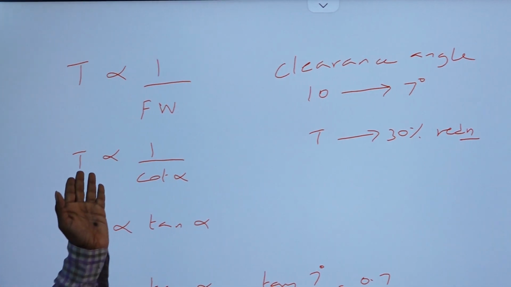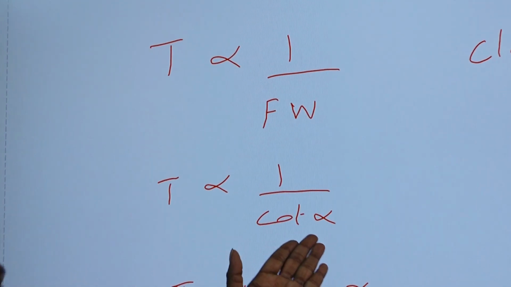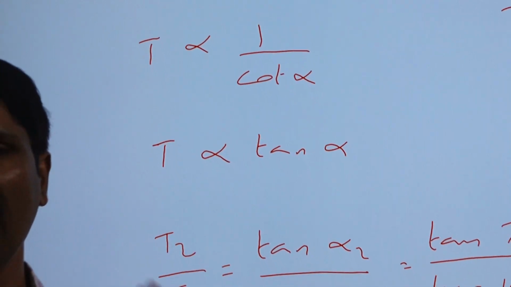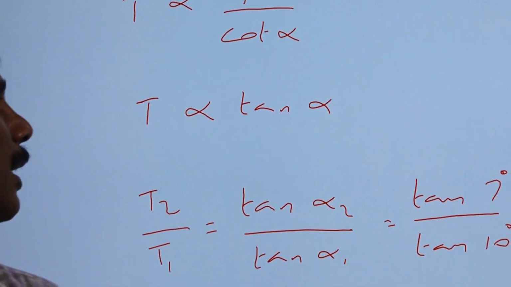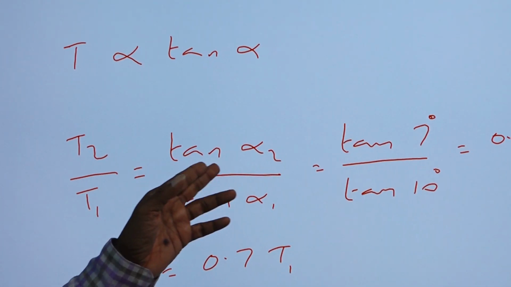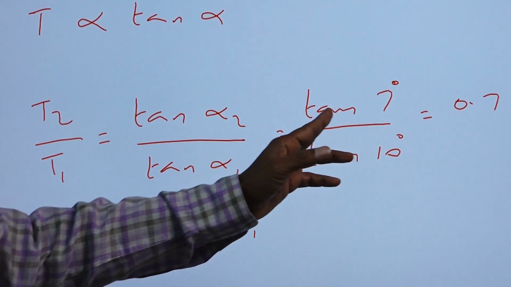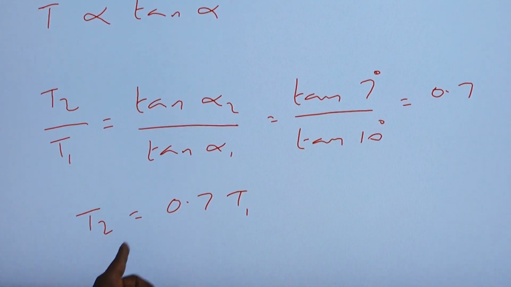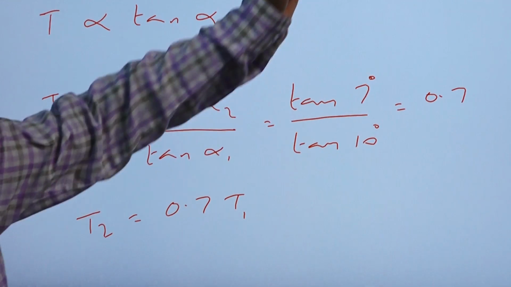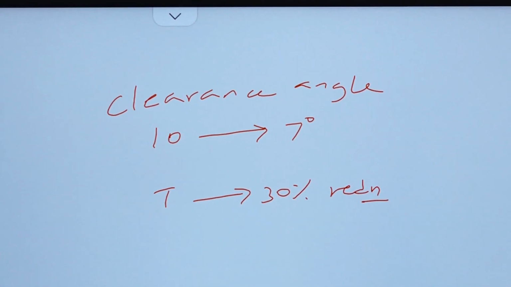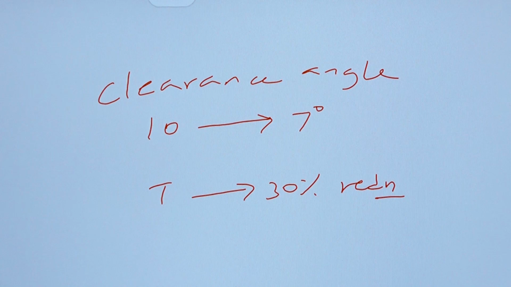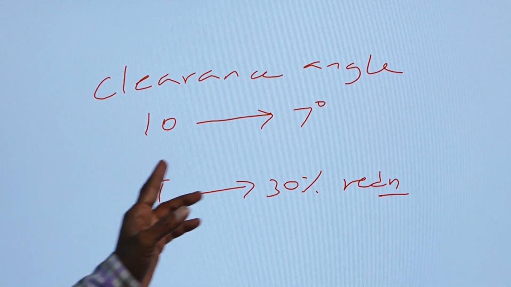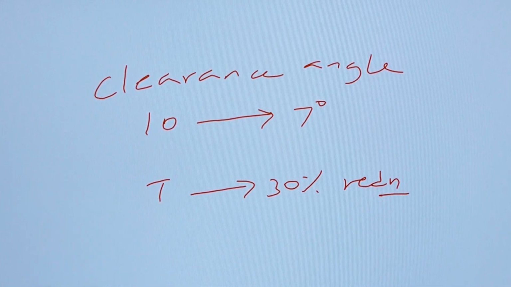So how are we going to calculate? T is inversely proportional to cot alpha. Therefore T is proportional to tan alpha, where alpha is the clearance angle. So T2 by T1 equals tan alpha 2 by tan alpha 1, tan 7 degree by tan 10 degree, which is equal to 0.7. Therefore T2 equals 0.7 times T1. So tool life is reduced by 30%. When you reduce the clearance angle from 10 to 7 degree, tool life will be reduced by 30%.